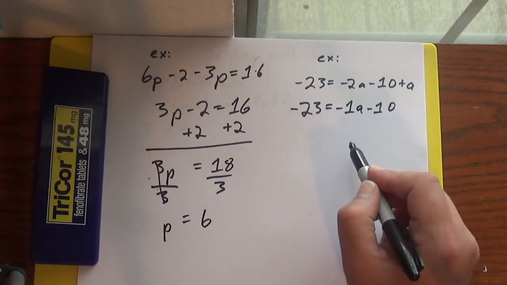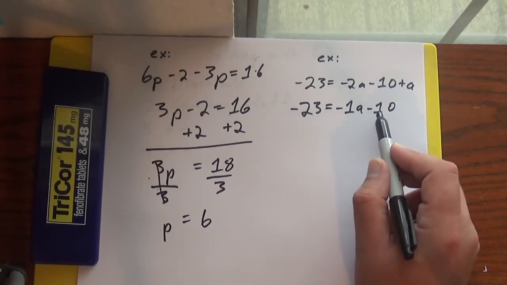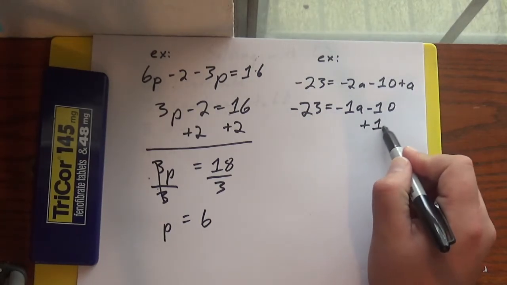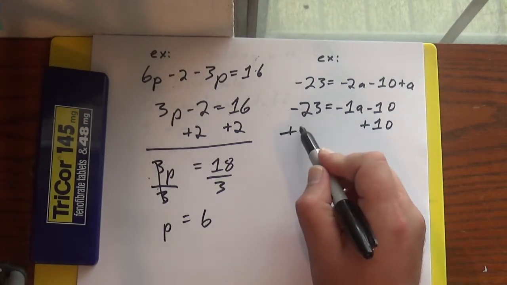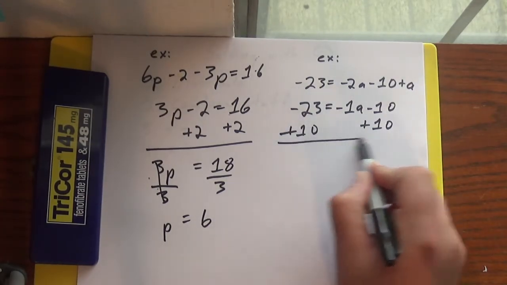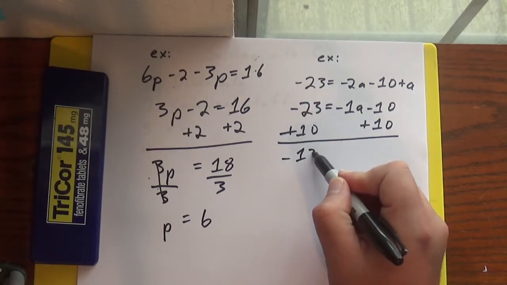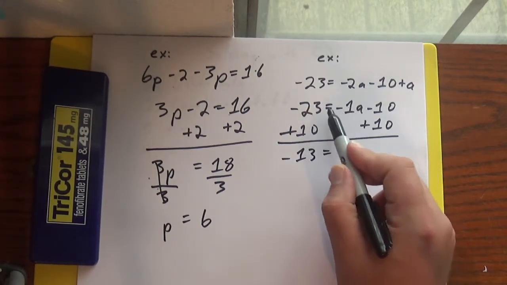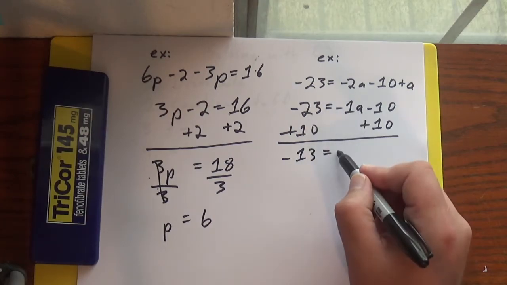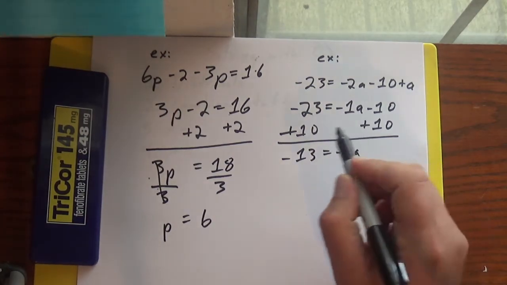Now I'm going to do my add subtract stuff. I'm subtracting 10, so I want to add 10 here and add 10 here. So negative 23 and 10 is negative 13. My equals comes down, my negative 1a comes down.